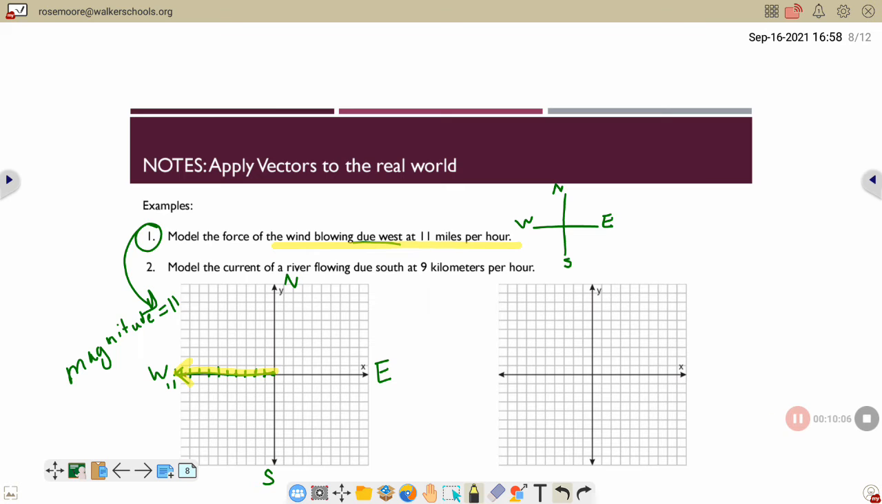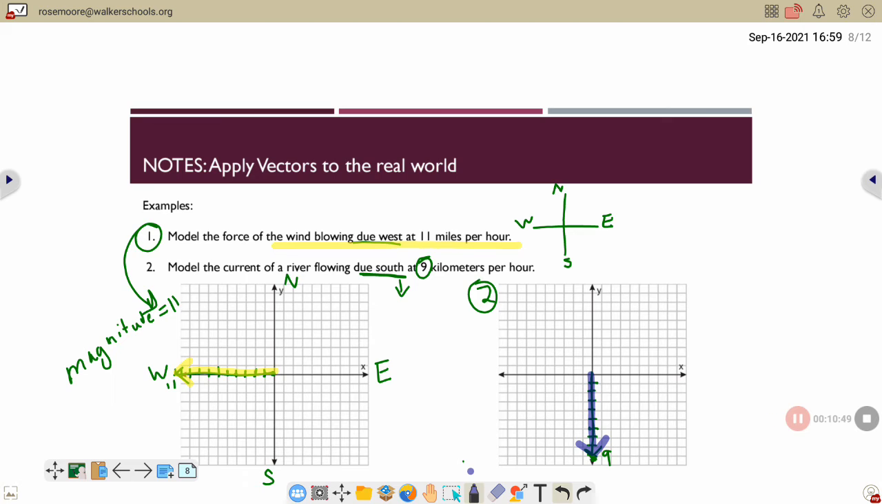All right, currents of rivers also work really well for this. So the current of this river, this is going to be my number 2, is flowing due south at 9 kilometers an hour. So there's my magnitude here, and we're going south. South is down. So 1, 2, 3, 4, 5, 6, 7, 8, 9. We're going down south at 9 kilometers an hour. So my vector will look just like that. Now do try to make sure you're ending at 9. If your art is not good, label it. That's all you have to do to apply vectors to the real world.